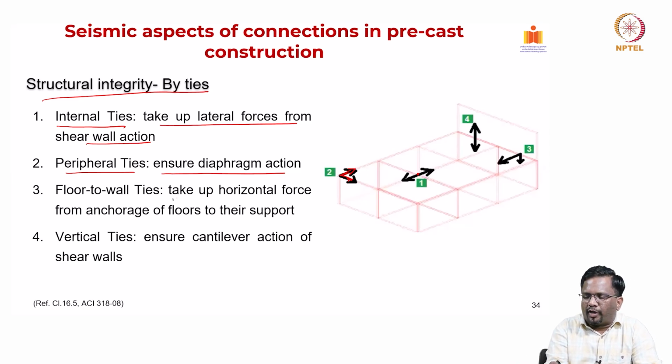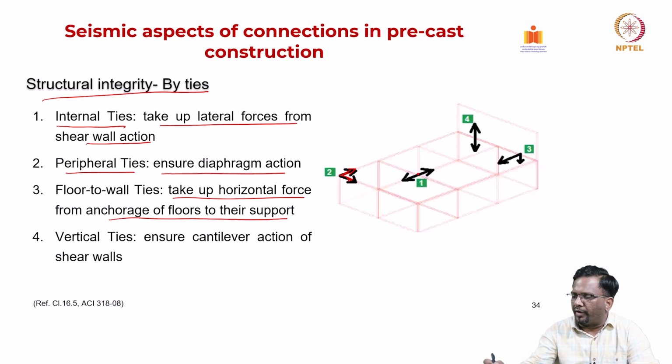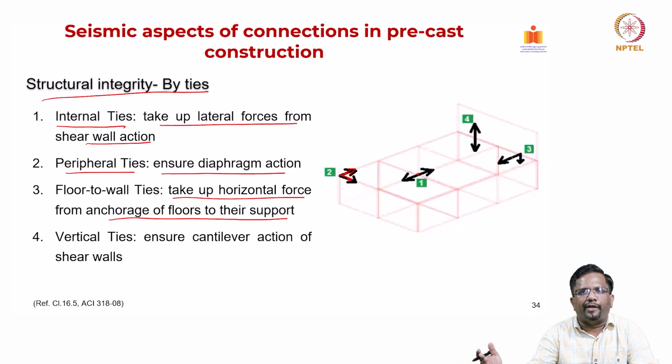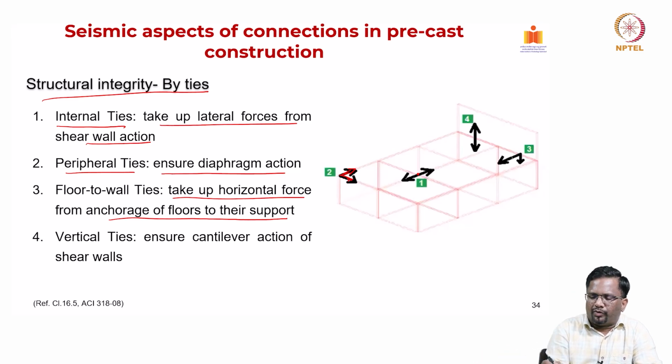Now, floor to wall ties. Now, this is going to help in taking up the horizontal force from anchorage of the floors to their support. So, for example, we are looking at the third location. Now, again the floor reinforcement also should be tied into the shear walls that are there. So, that is what we are saying. This is your third. So, these are the multiple ties.